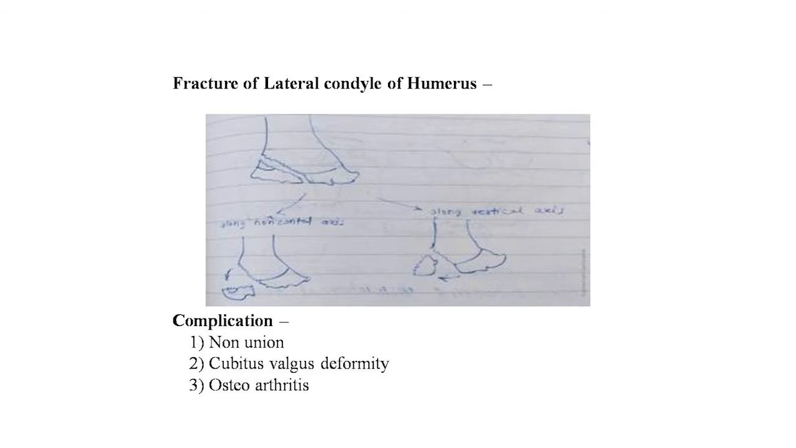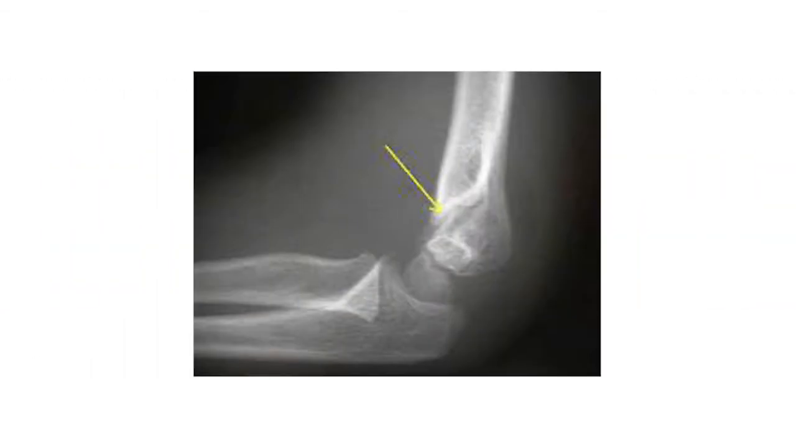Complications of the lateral condyle of the humerus fracture are non-union, cubitus valgus deformity in the elbow joint and osteoarthritis. Dear students, here is the X-ray film showing the horizontal axis fracture of the lateral condyle of the humerus.